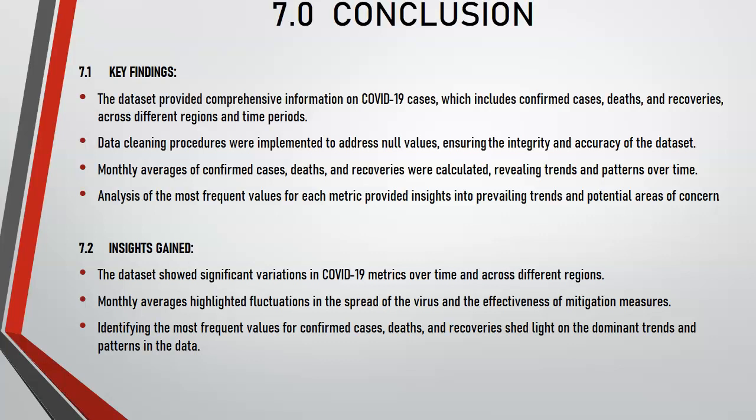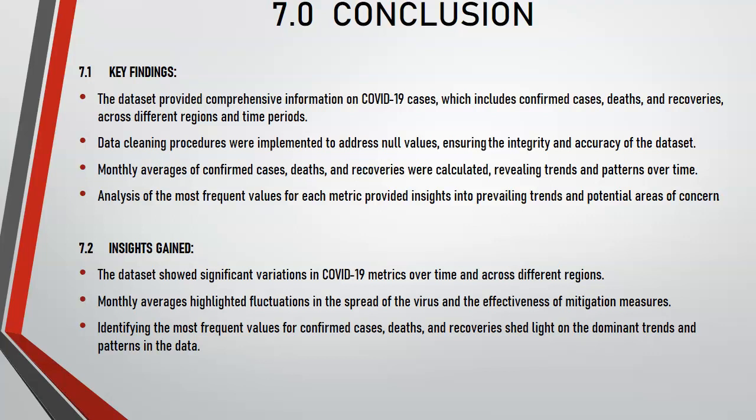What were our key findings? The dataset provided comprehensive information on COVID-19 cases, which includes confirmed cases, deaths, and recoveries across different regions and time periods. Data cleaning procedures were implemented to address null values, ensuring the integrity and accuracy of the data set. Monthly averages of confirmed cases, deaths, and recoveries were calculated, revealing trends and patterns over time. Analysis of the most frequent values for each metric provided insight into prevailing trends and potential areas of concern.